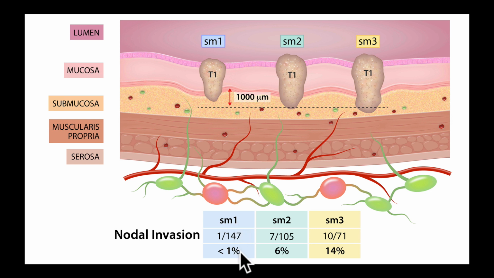SM1, the risk of nodal invasion is less than 1%. So if the cancer is less than 1000 micrometers from the muscularis mucosa and it is well differentiated and there is no lymphatic or vascular invasion, you could pretty much say that you achieved curative resection. When the cancer goes into the SM2 phase, there is a 6% nodal invasion, and when it goes deeper to SM3, there is a 14% nodal invasion.